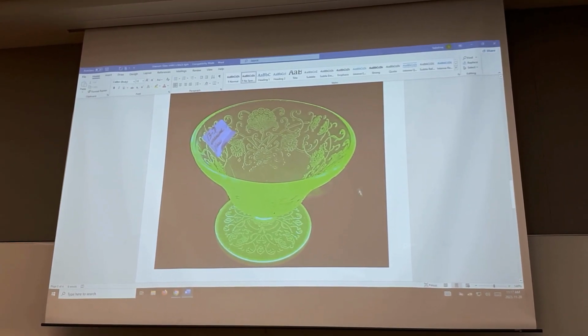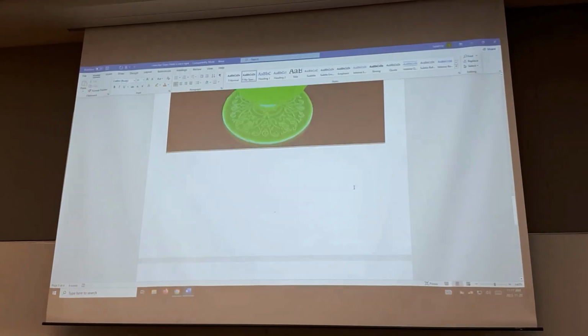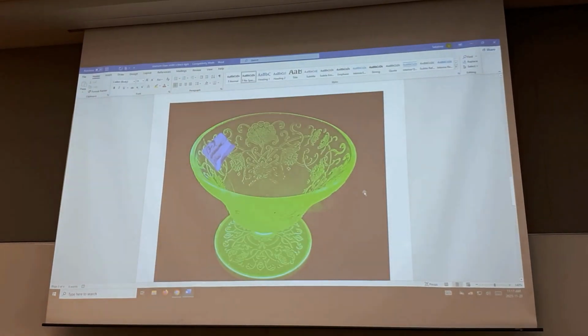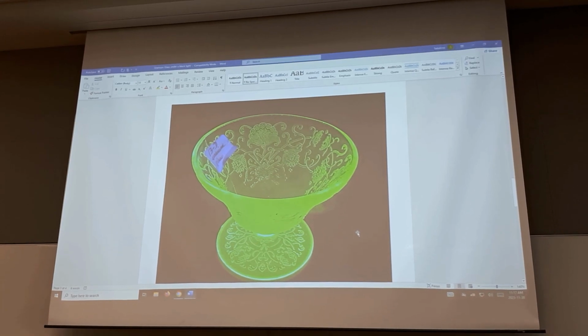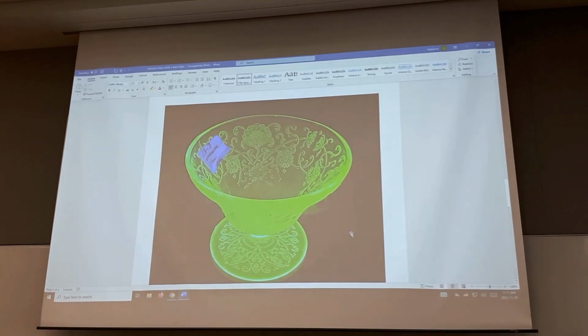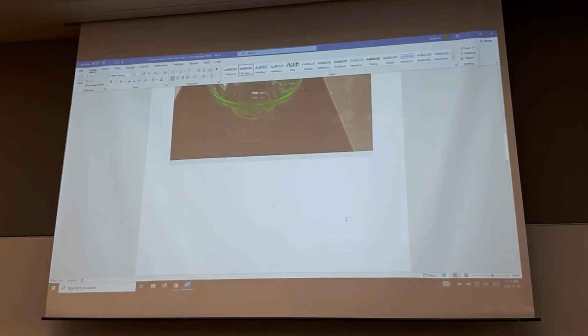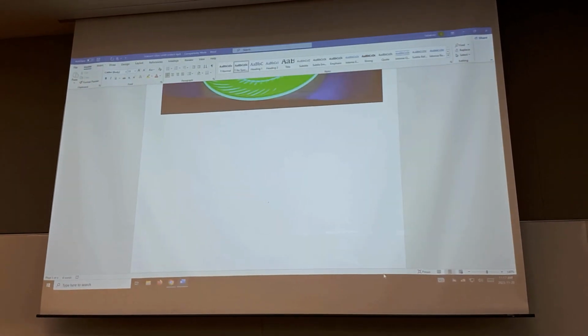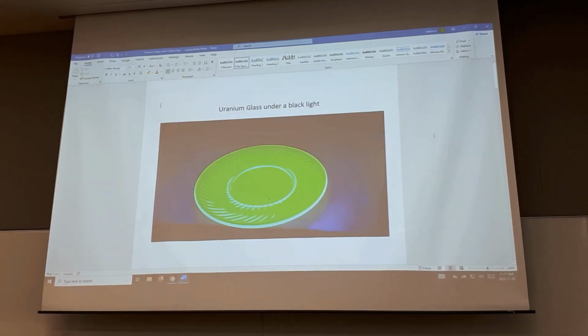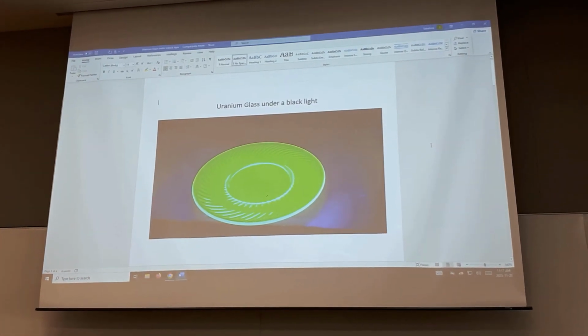I didn't know you had a black light in your chem labs. Another one down here, no. So the best way to find out if this really is uranium glass is to put it under a black light. And if it glows, as you see right there, you know you have uranium glass. Is it radioactive? Well, the answer is yes, it's radioactive. Let's find out.